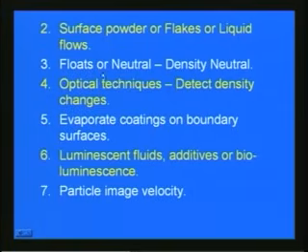And then another technique is called floats, as we have already seen here, where density neutral floats can be used for flow visualization. Also we can use optical techniques to detect density variations in the fluid, whether the density is constant or varying from one place to another. Another technique is evaporative coatings on boundary surfaces, to see how the flow behaves. This is also commonly used in flow visualization.